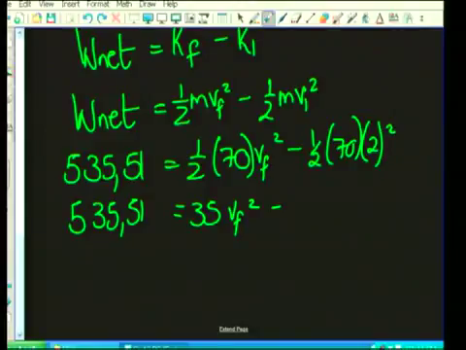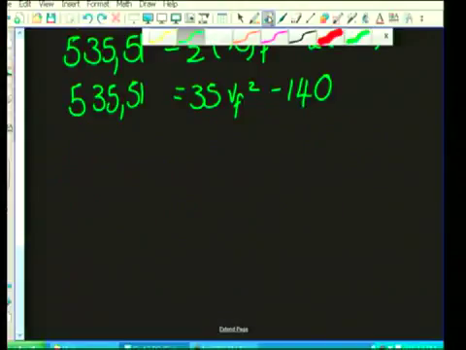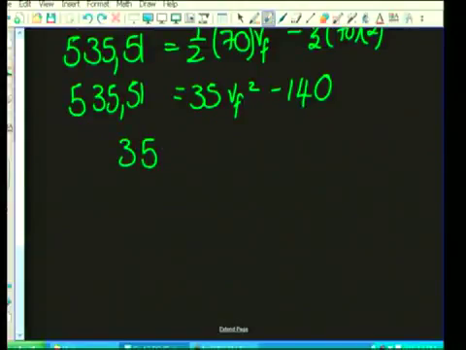So then we have a half times 70 times 2, so it's a half times 70, which is 35, times 2 squared, which is 35 times 4. It actually gives me 140. Okay, so now we're going to take everything to the other side. We want VF squared on its own, so we've got 35 VF squared. It's minus 140, so when I take it to the other side, I'm going to add it.